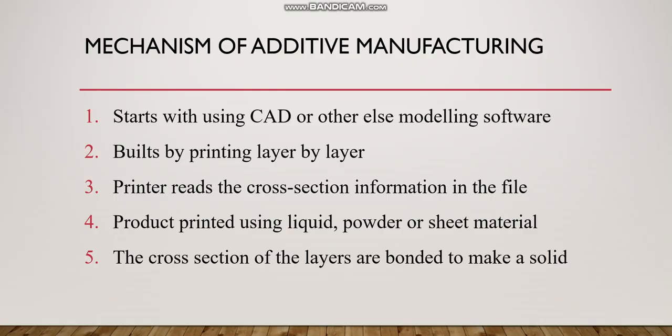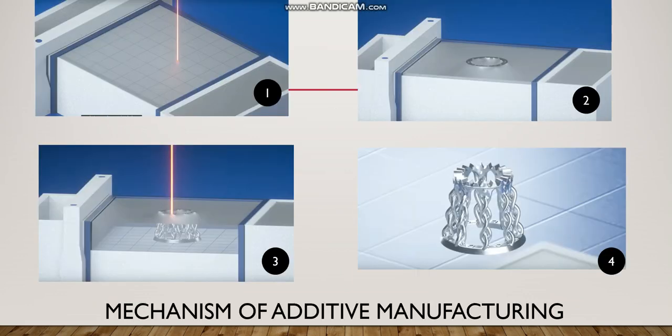This is how additive manufacturing works, and it might be difficult to understand by just reading the words. The next slide will show the diagrams of how additive manufacturing works. An engineer designs the object using computer-aided design or CAD software. The 3D design file is then sliced into thin layers and uploaded to an additive manufacturing machine.